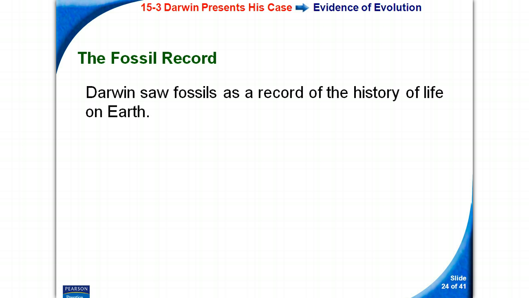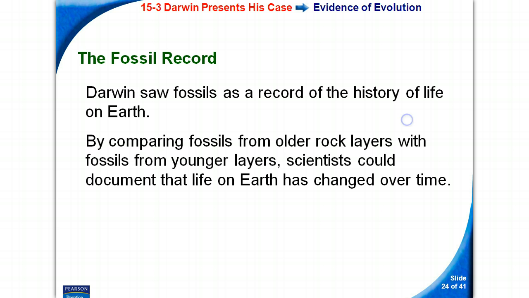The fossil record. Darwin saw fossils as a record of the history of life on Earth. By comparing fossils from older rock layers with fossils from younger layers, scientists could document that life on Earth has changed over time.